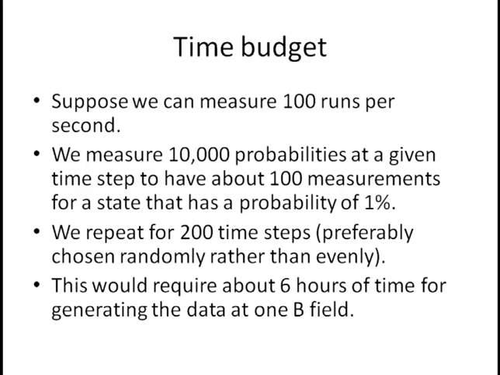And it turns out if you're actually interested in getting discrete frequencies rather than a Fourier transform, it's actually better to choose your time steps randomly rather than equally spaced. It will give you a better result for your data. And this will require about 6 hours of time for generating the data for one B field. Okay?